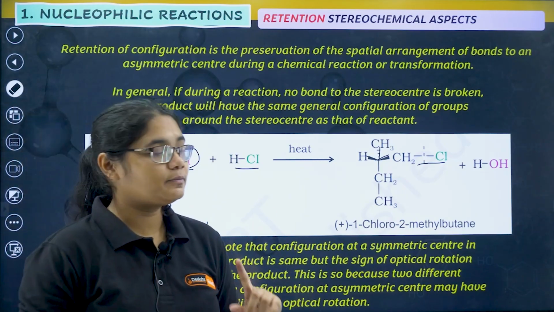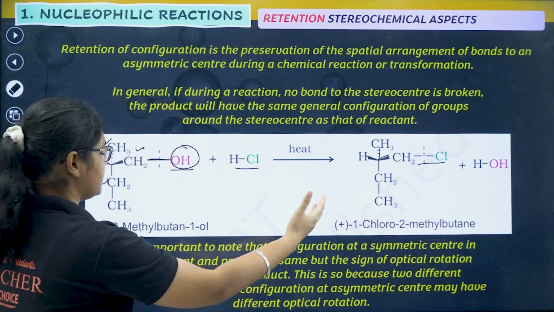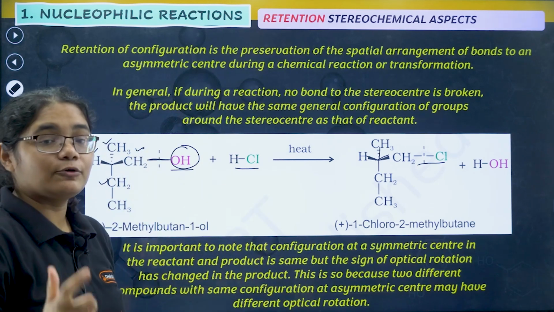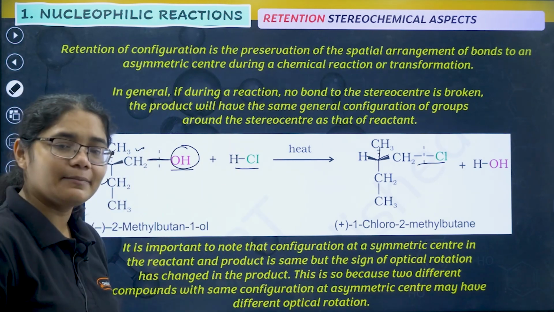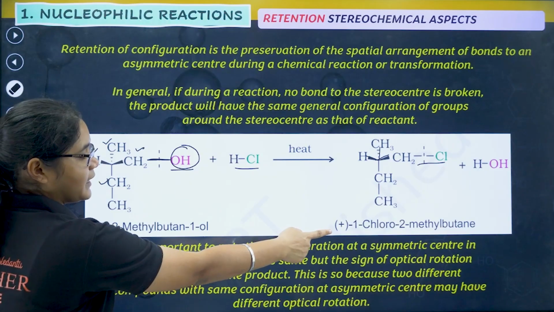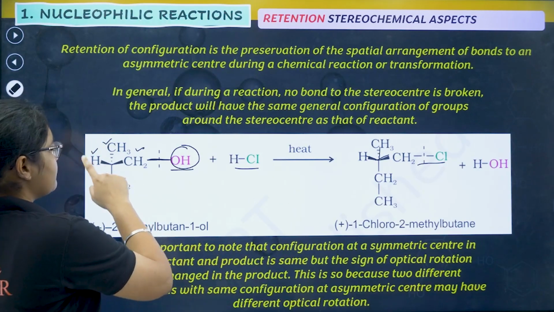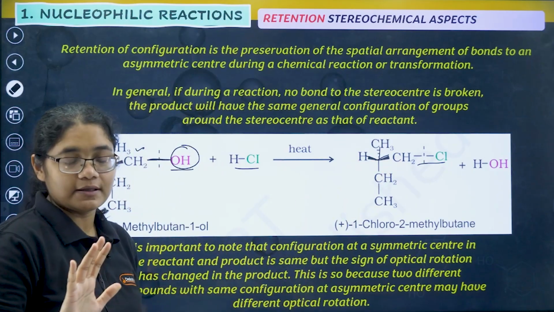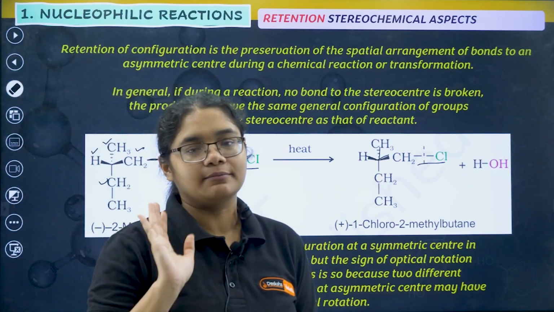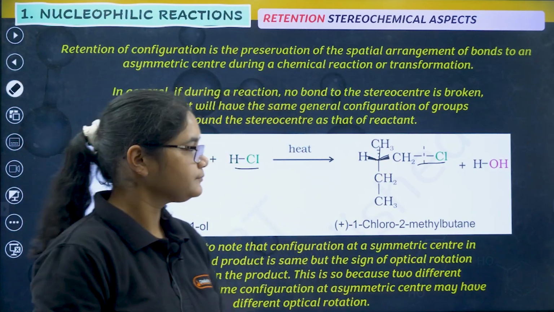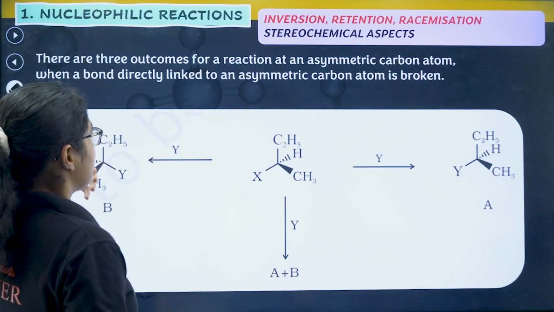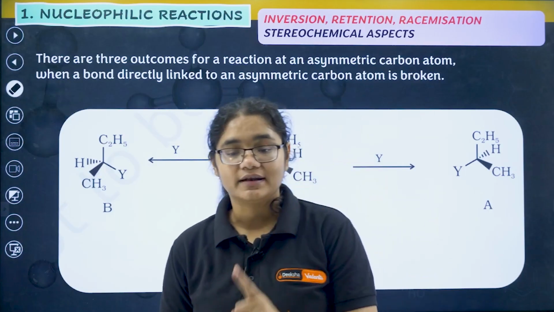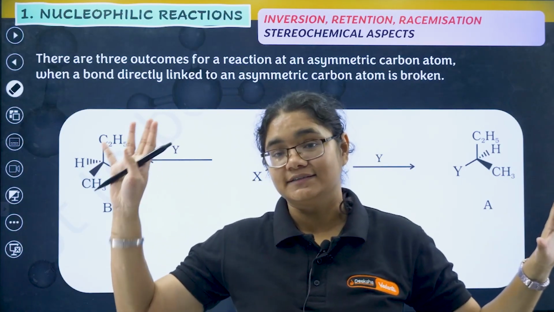But here you should be very careful that retention doesn't mean that the direction in which it will rotate the plane polarized light is also constant, that may change. Here it was minus, here it became plus, meaning earlier the molecule was rotating anti-clockwise, now it is rotating clockwise, but still the configuration remains the same here. That is retention. Now let's talk about inversion, retention and racemization with respect to our SN1 and SN2 reactions.